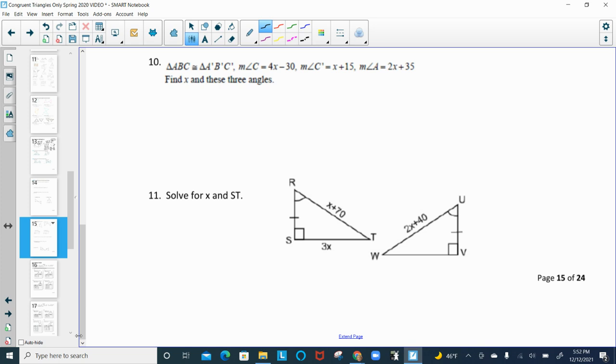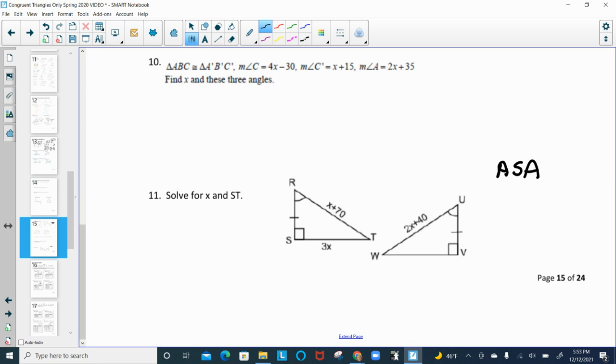So if we look at the triangles, we can see that we have an angle, we have a side, and we have an angle. This is 90. And we have an angle and a side and an angle. This is 90. So we could call this angle side angle and say the triangles are congruent. We can't just start setting things equal to each other until we know that the triangles are congruent.